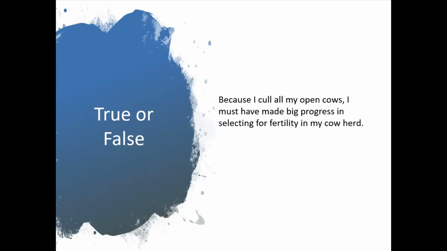The solution is, if the question becomes, then if I'm not making much progress by simply culling open cows, how do I do that? And that is to use EPDs. Use EPDs for fertility, and in our IGS genetic evaluation, the EPD that gauges fertility is stability. So if you select for high stability sires, you are going to be increasing your herd's genetic fertility.